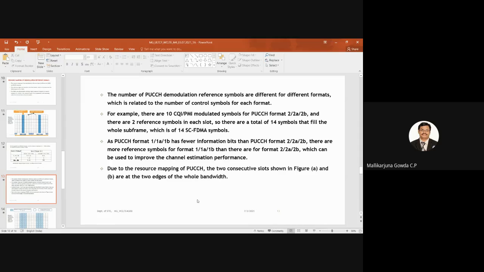Yeah, so the number of PUCCH demodulation reference symbols are different for different formats, which we have seen from the table, right? That is related to the number of control symbols for each format. So, for example, one is given for 10 CQI/PMI modulated symbols for PUCCH of format 2, 2A, 2B. So there are two reference symbols in each slot.